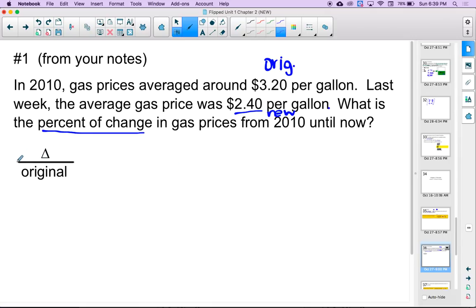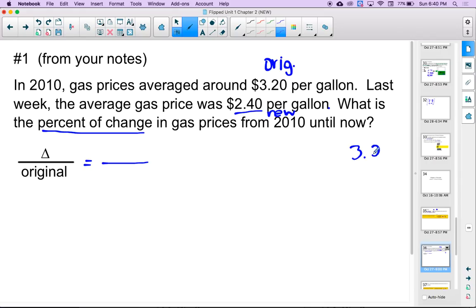So what percent did our gas prices change from 2010 until now? So begin this problem by writing down your formula, delta over the original. I'm going to answer the question already. Yes, I do expect to see you write this formula down every single time. The more you write it down, the more you will remember it. So remember, delta represents change. Delta represents that difference between the original and the new. So we have to do a little bit of subtraction here.